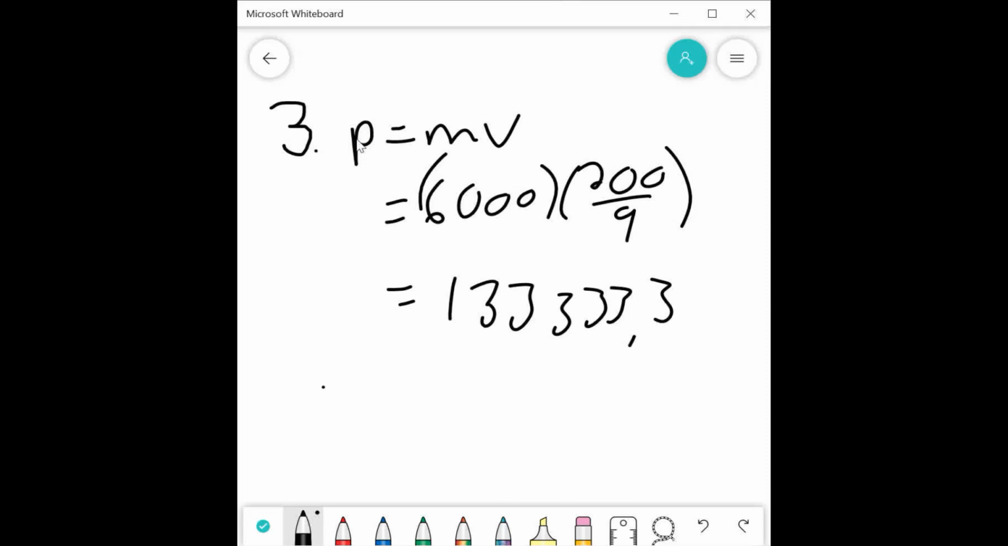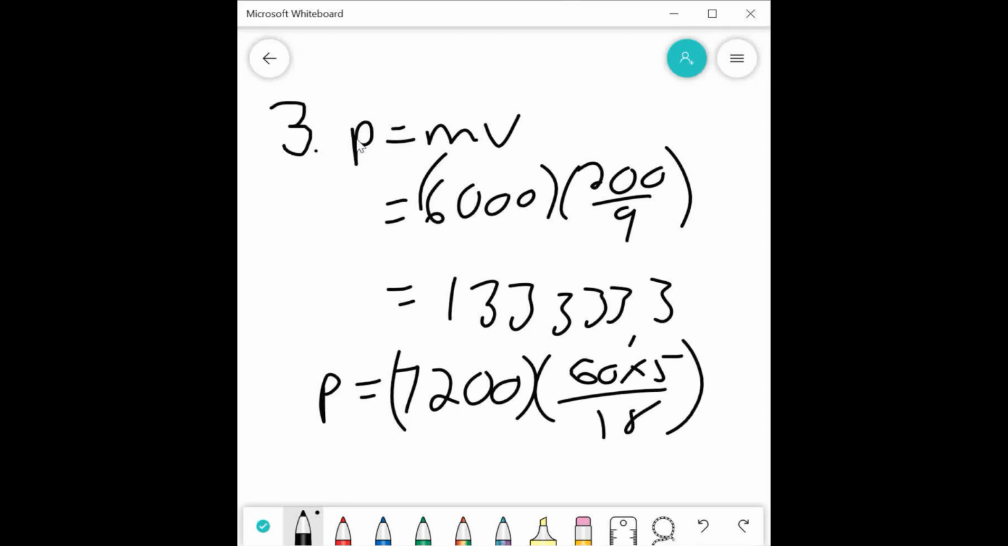133.3. Then the second one, we know the mass is 7,200, and its speed will be 60 times 5 divided by 18, which is 120.123. So our second momentum is less, and that makes sense because we increased our mass, which should increase that, but we did decrease our velocity as well. Alright.